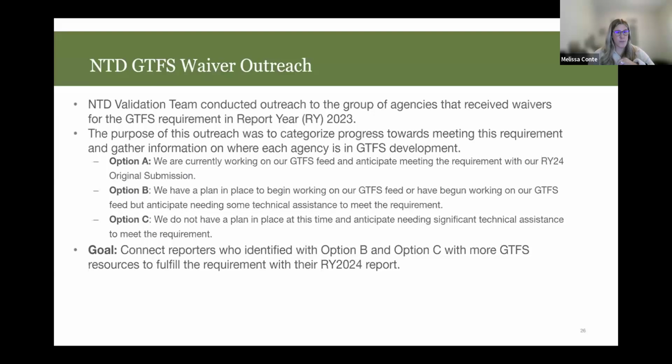So we had 3 different options related to where you were in your status with meeting the GTFS requirement if you got a waiver last year. And the goal of this was to get information and see where you were at. If you are in options B or C, meaning you need some technical assistance to help meet that GTFS requirement this year, we were using that to help connect you with RTAP resources and use that for tracking so that we can help you in any way we can from our side on NTD to meet that GTFS requirement.